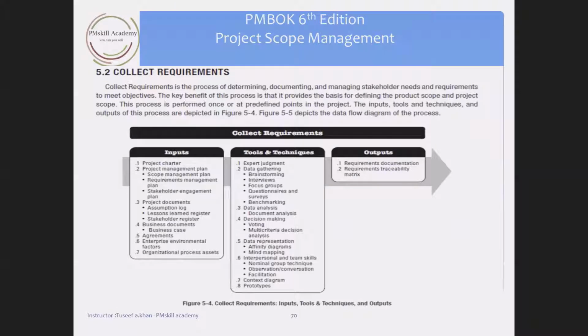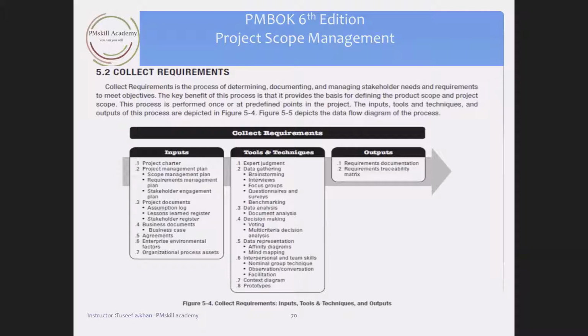Now we will discuss the second part of project scope management. In project scope management, the requirements are the backbone for planning scope, defining scope, and further decomposing the scope into activities or work packages.